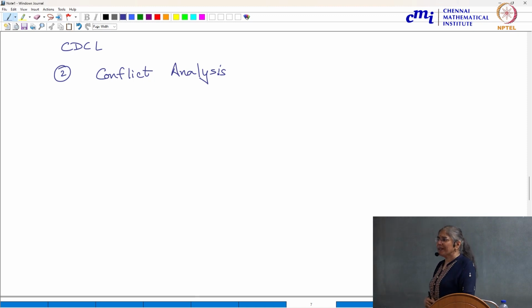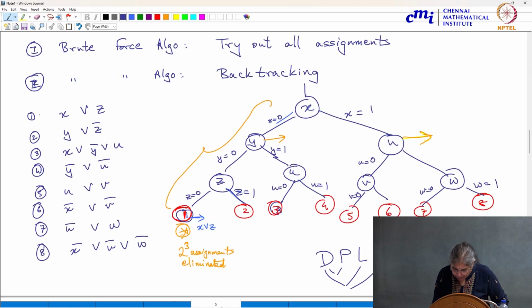Now, what do you mean, can you learn something more? You can learn that you cannot make the assignments along this path. Okay? So, going back to this example, of course, you can learn that you should not set x equals 0, y equals 0, z equals 0. But that you knew anyway because of clause 1. So what we really want to know is, can you learn something new which was not already there in your initial formula?